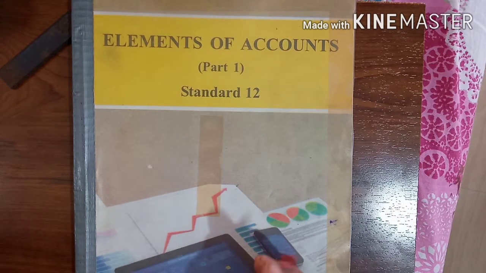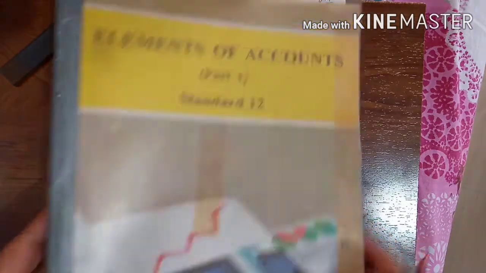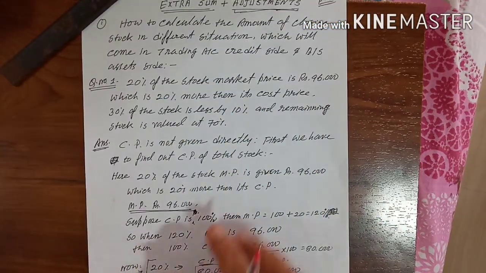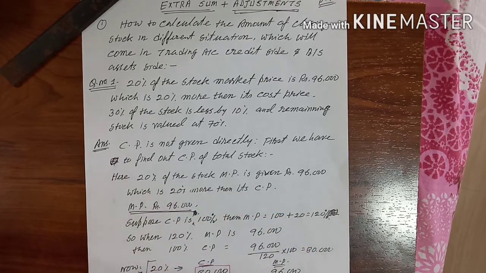Next video is on the basis of chapter 1 and chapter 2, but short type of sums. These short type of sums I made myself. Like this, you will not get sums from your textbook. How to find out the amount of closing stock in different situations or different types of questions.